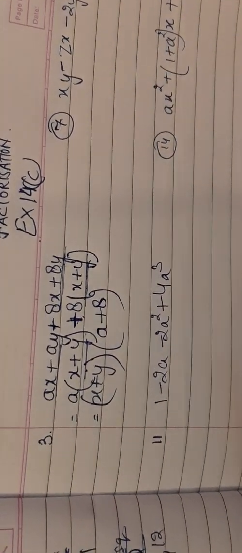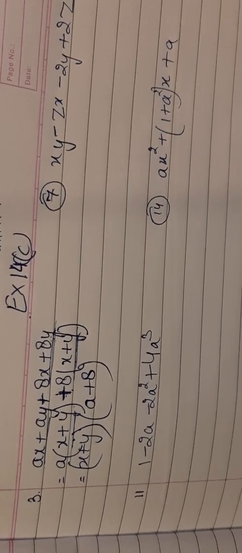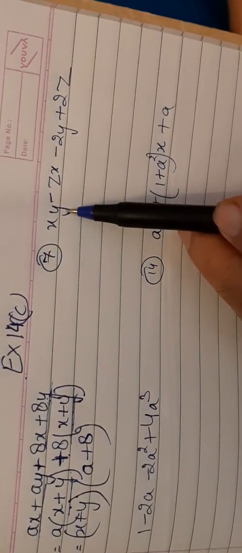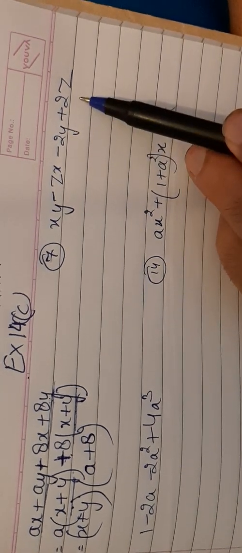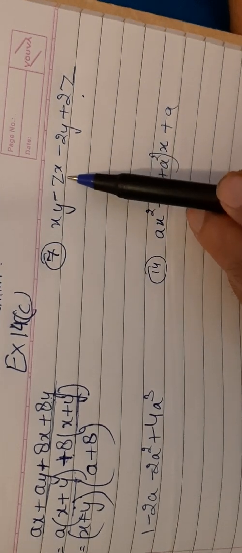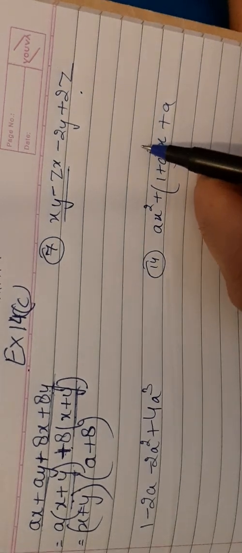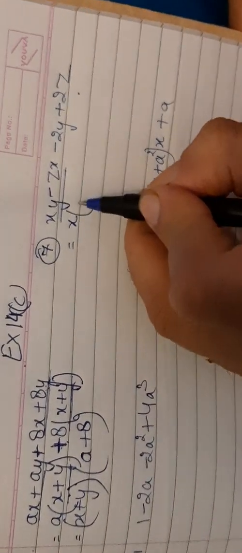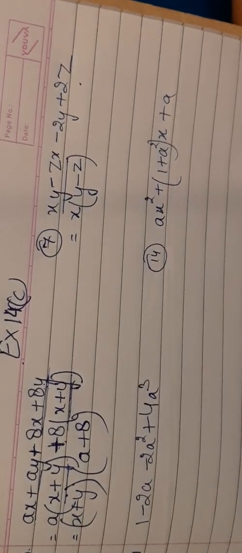So I have already noted down few questions from your exercise, and I am going to explain them one by one. Now see the 7th question. xy minus zx minus 2y plus z. Again form the pair of 2. Now in this 2, which term are you finding common? You are finding x common, and you will be left inside the bracket with y minus z.